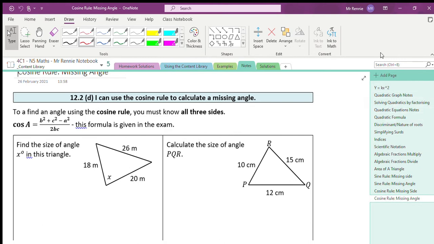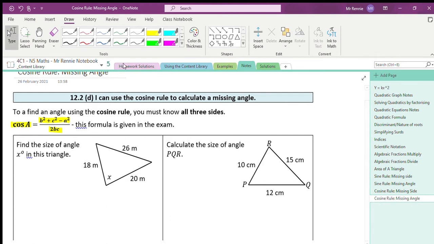I'm just going to draw your attention to what the new cosine rule is. It's actually the same rule as what you've done for a missing side, but if you rearrange it in order to find an angle, it looks like this. Cos of the angle would be b squared plus c squared minus a squared, all divided by 2bc. You can see it's very similar to the cosine rule for a missing side. That formula is also given to you in the exam written like that, so you don't need to remember it. However, we do need to make sure we know how to use it. We're going to look at two examples to show you how this works.